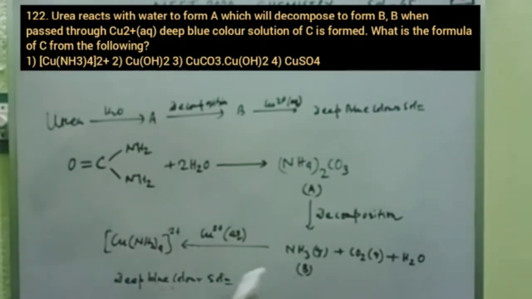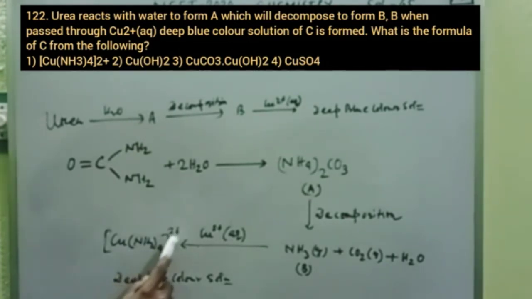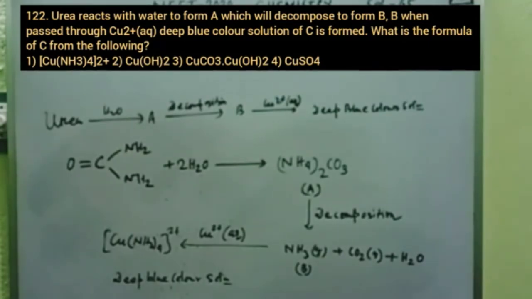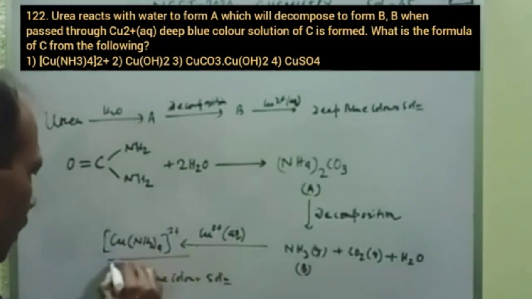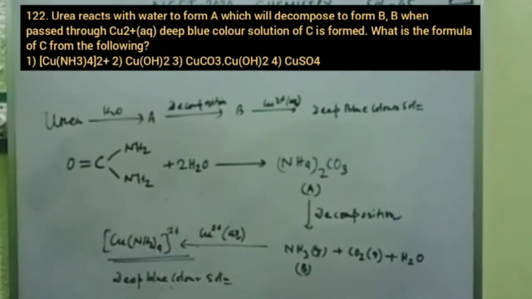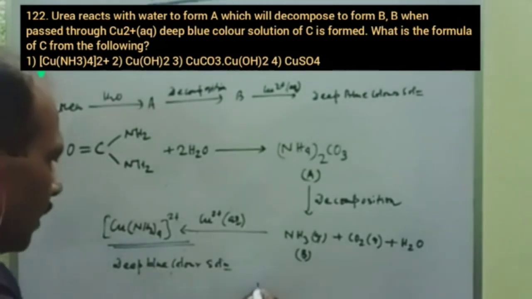This is the B gas. B gas reacts with Cu2+ ion, that is cupric ion in aqueous solution, and forms the complex ion [Cu(NH3)4]2+, that means tetraammine copper(II) ion. Therefore, the formula of C is [Cu(NH3)4]2+. Therefore, the correct option is option number 1 here.